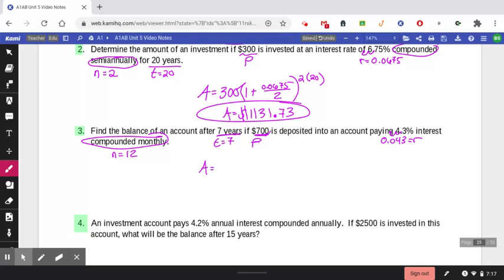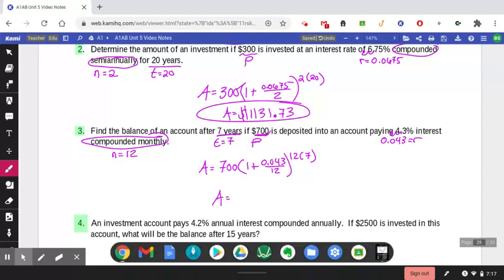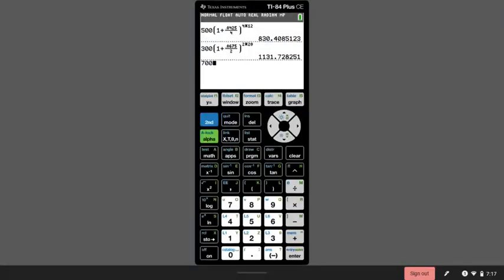So we take our principal amount of 700. We multiply it by 1 plus our R value, 0.043, divided by our compounding period, which is 12. All raised to 12 times our time, which is 7. All right. So the setup, that's the hardest part, understanding where each piece goes. Then we go in and plug that in exactly into our calculator as we see it.